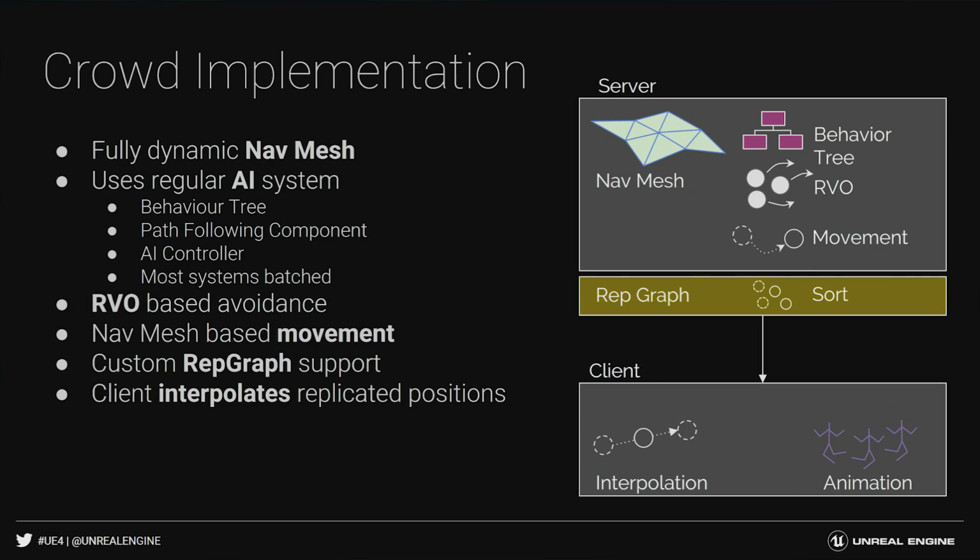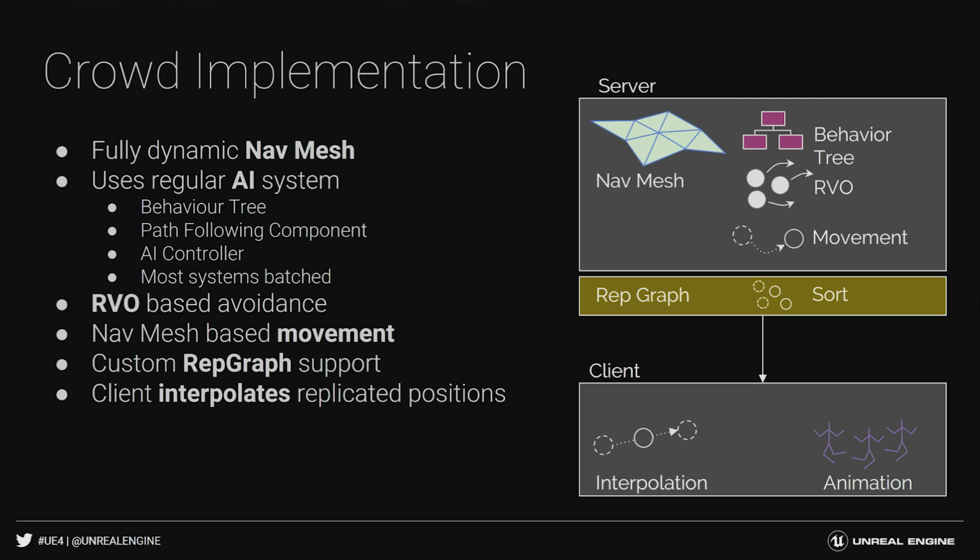So I'm going to talk briefly about some of the other parts of the crowd implementation. We did most of the work on the server rather than on the client. We wanted to really reduce the impact it was going to have on people's devices. So we need a fully dynamic navigation mesh because we're creating and building walls all the time. So that's constantly being rebuilt on the server. We sort of spread it out over time and limit how much work we do there. We use lots of the regular AI systems that are already in the engine, things like behavior trees, path-following components, AI controllers. But we did add some batching on top to try and optimize those systems.